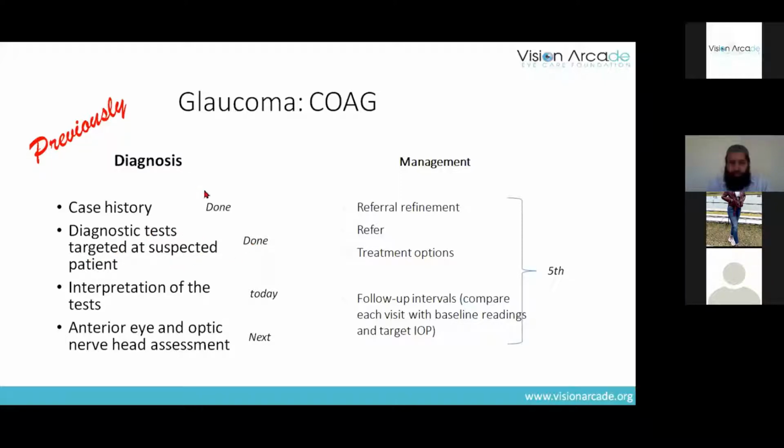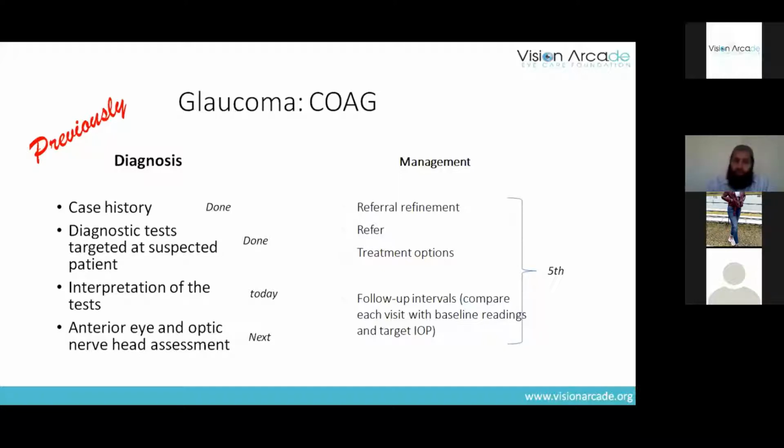So we've done these two sessions, and today we're doing the interpretation of those tests that we performed on our patients. And next time, hopefully, I'll continue with the anterior eye assessment and the optic nerve head assessment to help us with our diagnosis and the tests that we have done, for example, visual fields and IOP. These cannot be used in isolation.